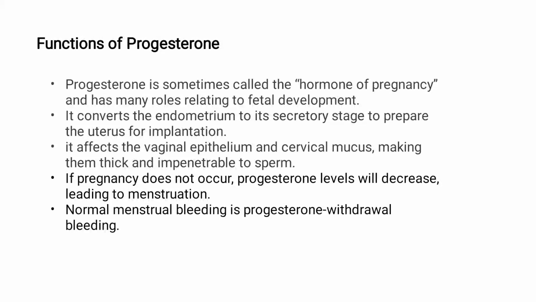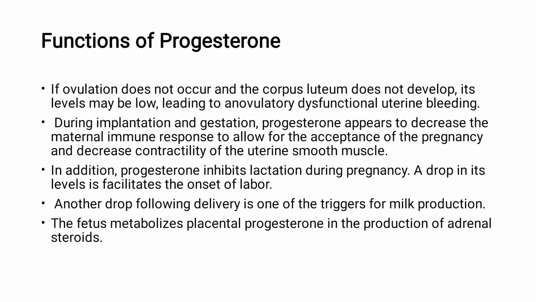After fertilization, there is no need for sperm, and that is controlled by the progesterone hormone by making the vaginal epithelium thick. If pregnancy does not occur, the progesterone level decreases, and that initiates menstruation. The normal menstrual bleeding is a progesterone withdrawal bleeding. If there is no ovulation, the corpus luteum does not develop, and the corpus luteum turns into corpus albicans. It indicates the fall of progesterone hormone, leading to anovulatory dysfunctional uterine bleeding.